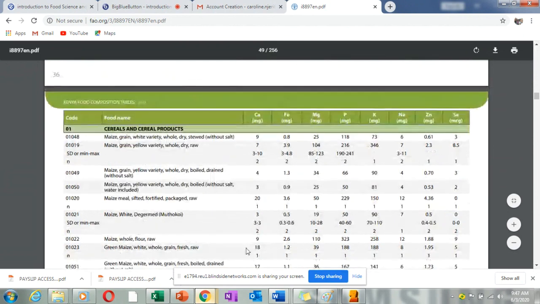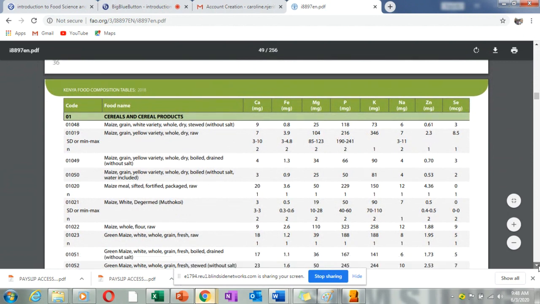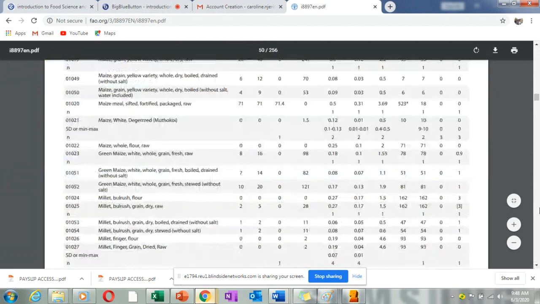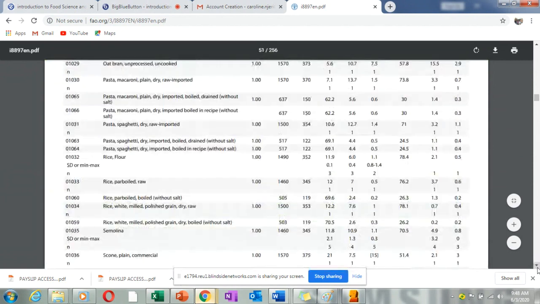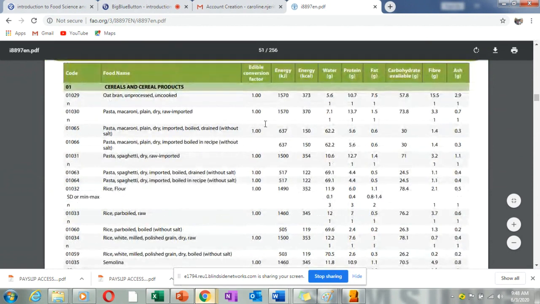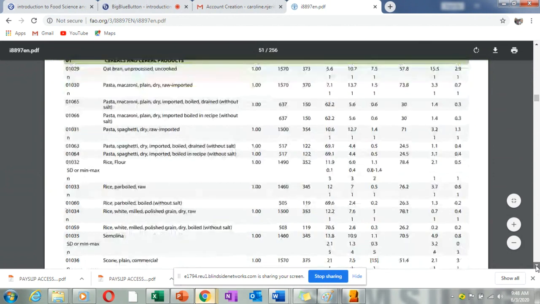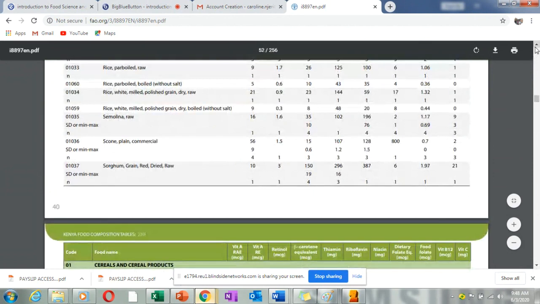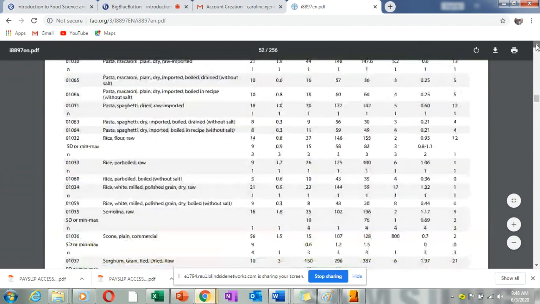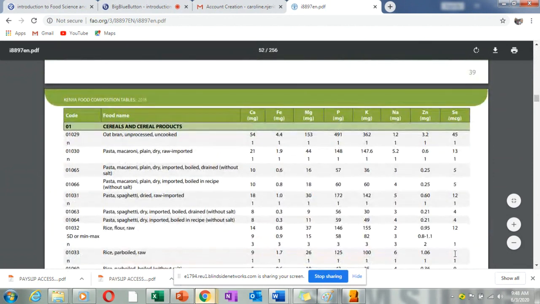But those cereals and products are giving us the calcium in that food. Then we have other cereals like pasta, macaroni, rice. They are here. The energy they give, and the minerals they also give, are there. So you can see the tables.